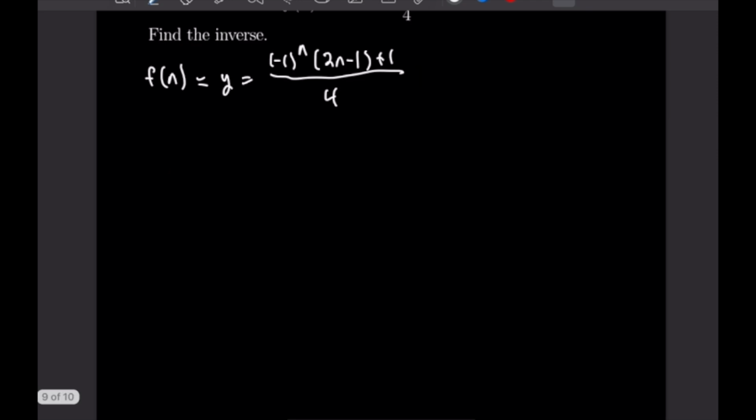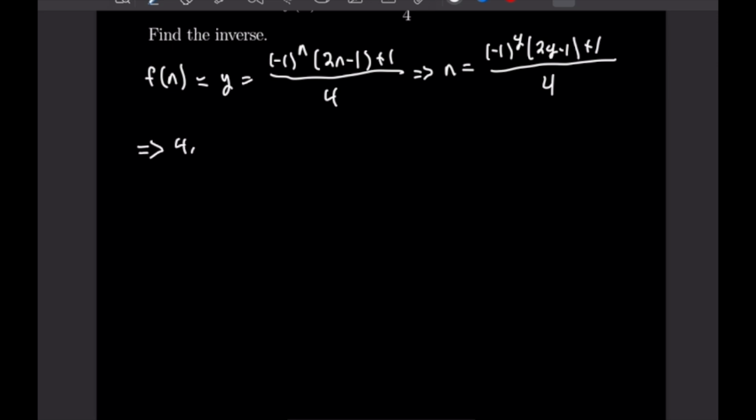So let's go ahead and do that now. That will give us n is equal to (-1)^y times (2y minus 1) plus 1, all over 4. Great. So let's go ahead and start manipulating that by clearing the denominator. So we will have 4n is equal to (-1)^y times (2y minus 1) plus 1.